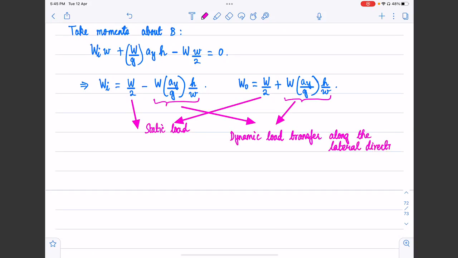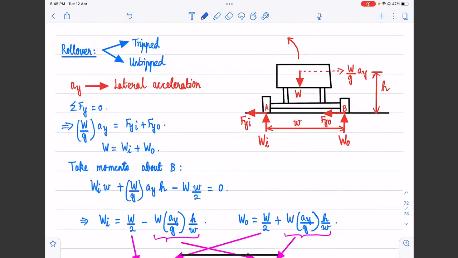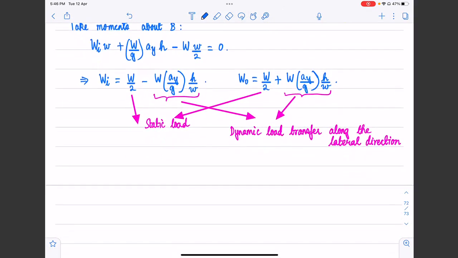Now, when there is a risk of rollover, what's going to happen? When will the vehicle tend to roll over? When the inner wheel loses contact. Let's say I'm taking a turn to the left here, and let's say the inner wheel loses contact. What's going to happen? This entire vehicle may flip this way. So that is when there's a risk of rollover. Let's see what condition we get due to that.